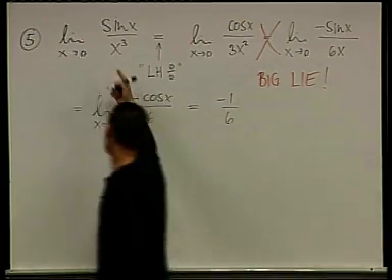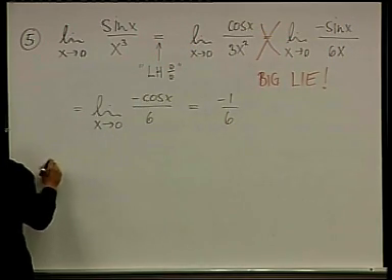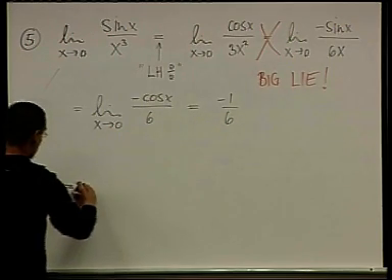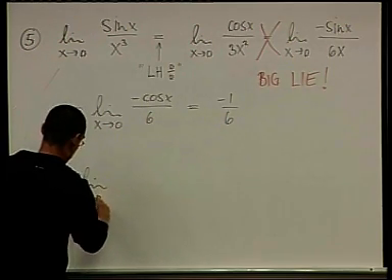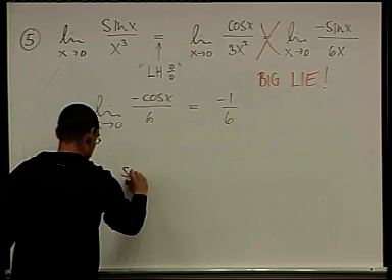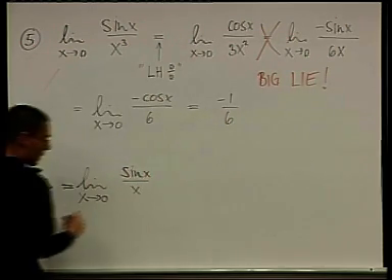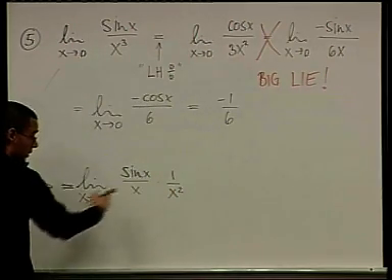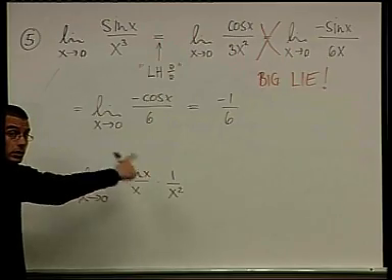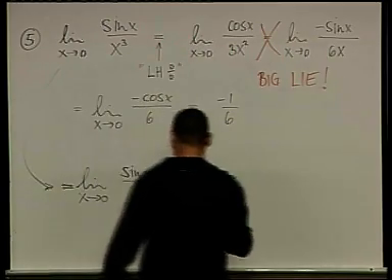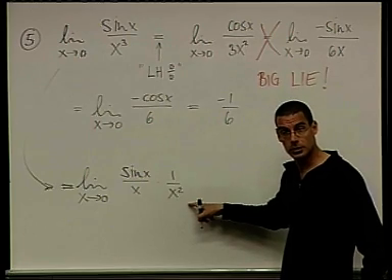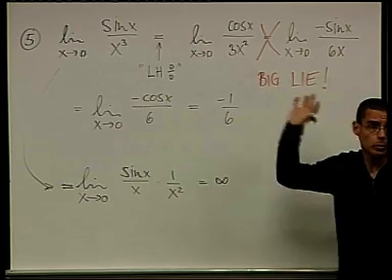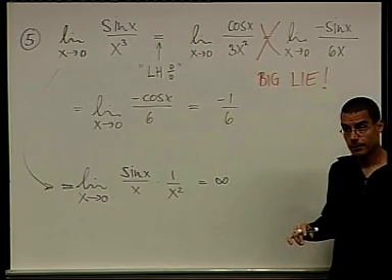Okay? And you could do this straight away. So you could write from here instead, limit x goes to 0 of sine x over x times 1 over x squared. This goes to 1, we know. As x goes to 0, 1 over x squared goes to infinity. So the limit is infinity. Without L'Hopital at all.